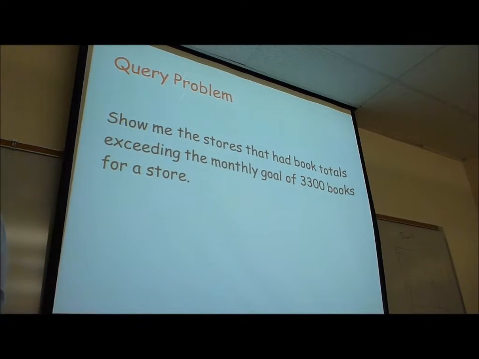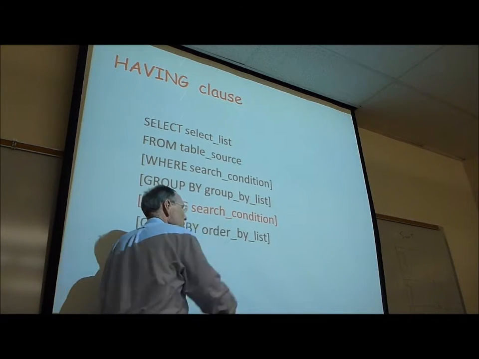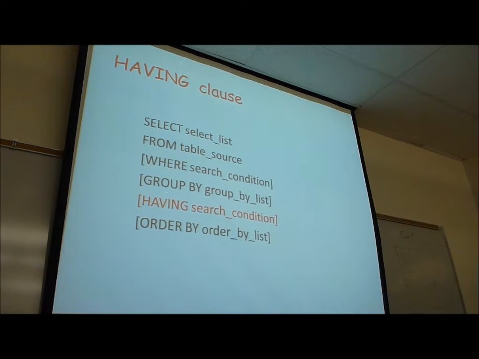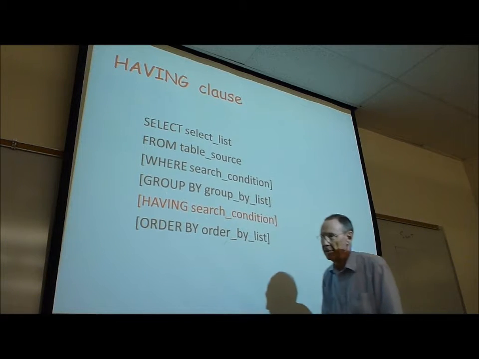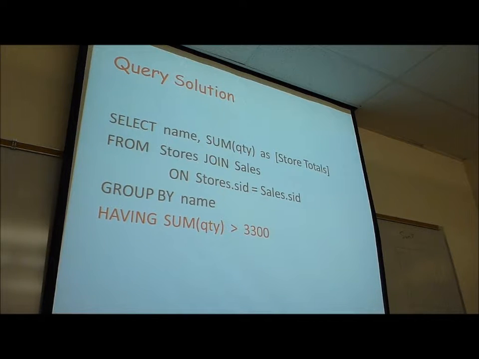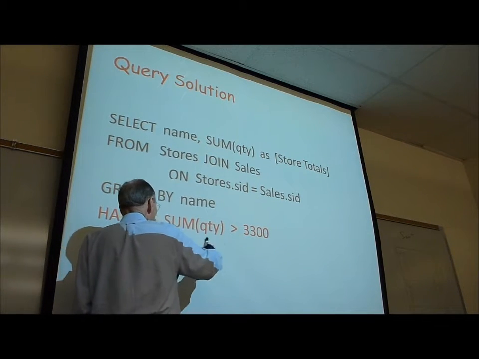Okay. So, key point here is don't mix them up. The where is always done before any aggregates are done. The having is done after the aggregates. Okay, it's on the groups. So our solution is now, and usually what's going to participate is going to be an aggregate function.